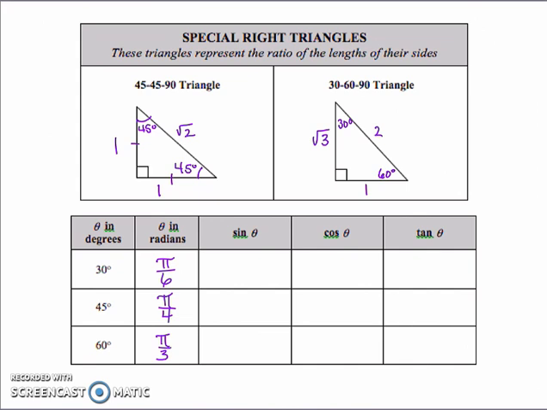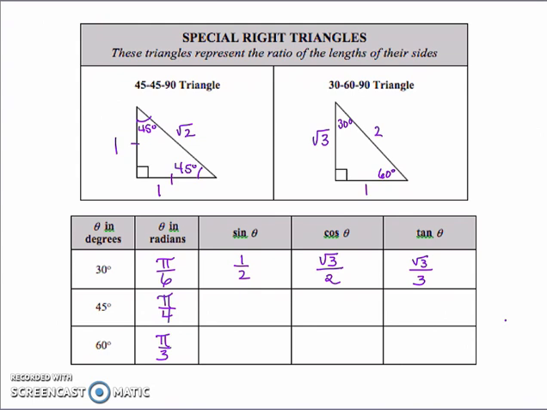But now we can use our triangles to take a look at the sine, the cosine, and the tangent of our angles theta. So at pi over 6, which is again the same as 30 degrees, if we look at our triangle, the sine of 30 degrees is 1/2. The cosine of 30 degrees is going to be the square root of 3 over 2, and the tangent of 30 degrees is going to be the square root of 3 over 3.